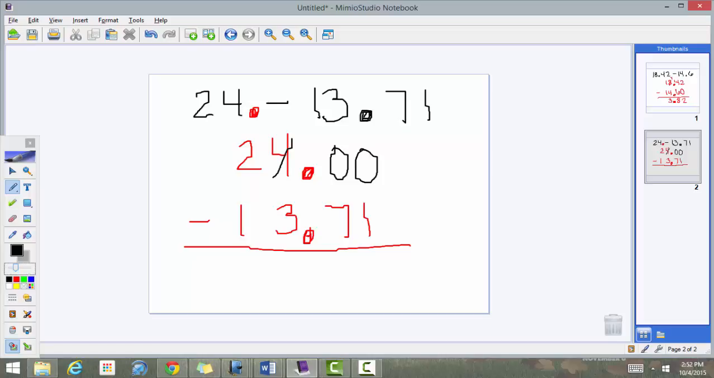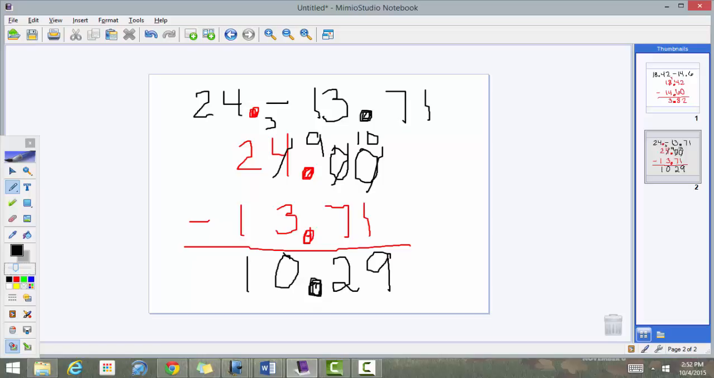So here comes some borrowing practice. The 4 becomes a 3. This 0 technically first becomes a 10, but I know it's going to have to borrow again to become a 9. And in the hundredths place, the 0 becomes a 10. So 10 minus 1 is 9. 9 minus 7 is 2 for the tenths place value. In the ones, 3 minus 3 is 0, and 2 minus 1 is 1.